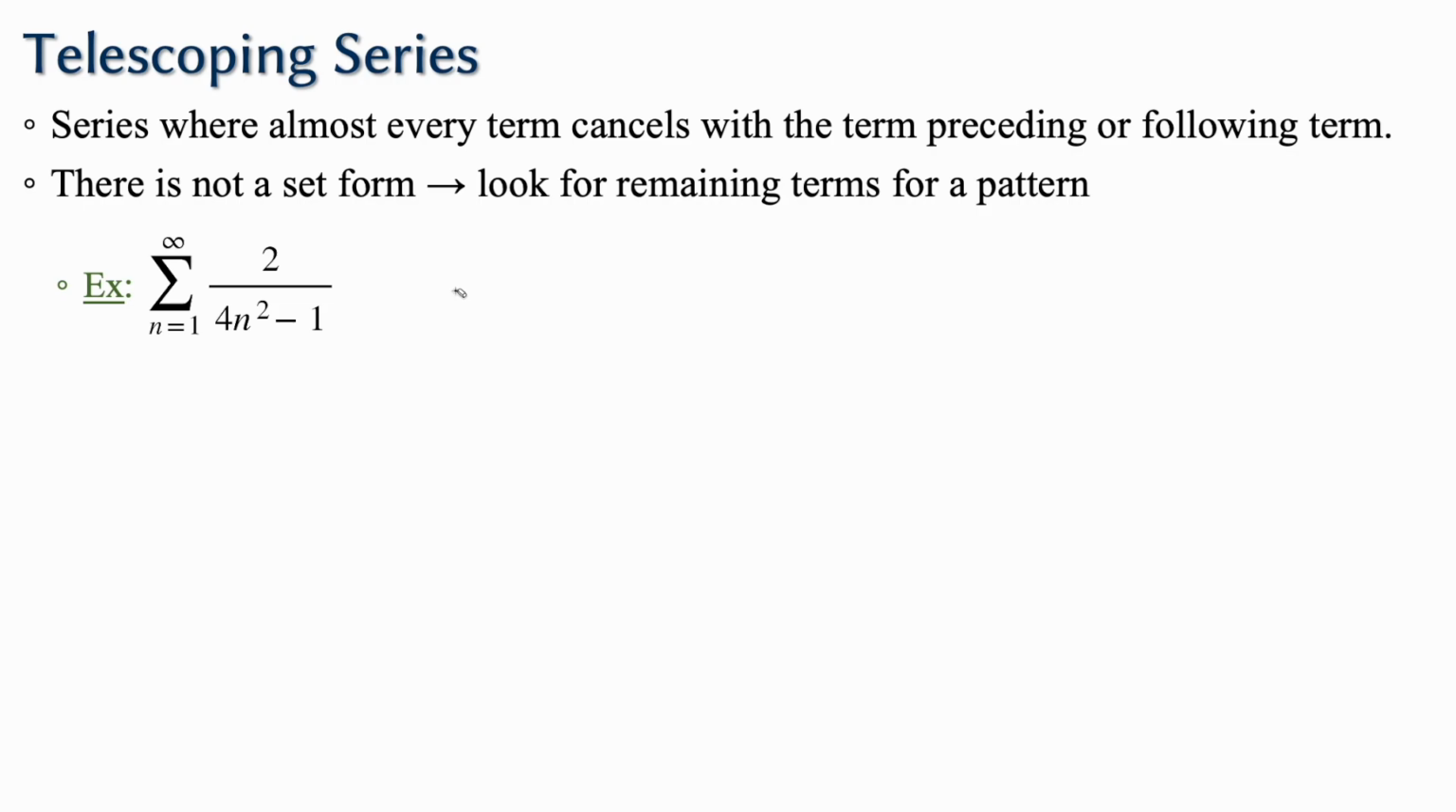Now, the reason a telescoping series is called that is because when you lay out all the terms, what we discover is that almost every term will cancel out with the one before it or after it, or at least one pretty close next to it.